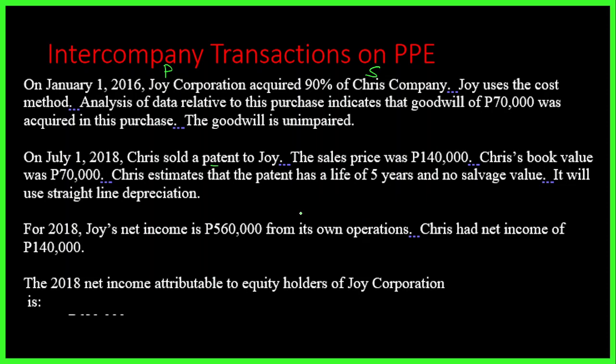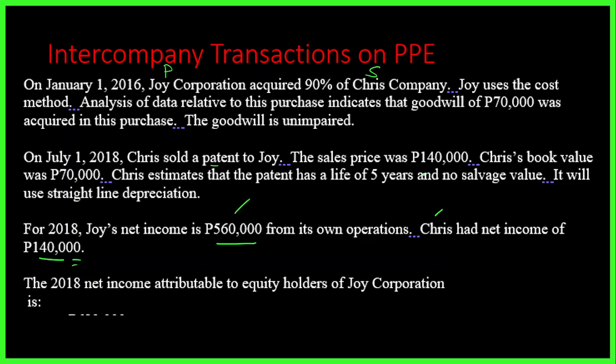Okay. For 2018, Joy's net income is 560 from its own operation. That's the parent. Chris had net income of 140. That one is the subsidiary. So what's now the 2018 net income attributable to equity holders of Joy Corporation? Well, of course, this one will be at 100% because this is the parent, no? This one will be at 90%. And then, eto na lang yung pag-uusapan natin.